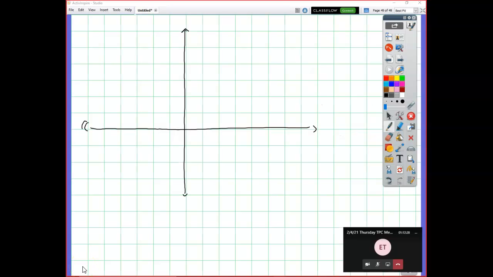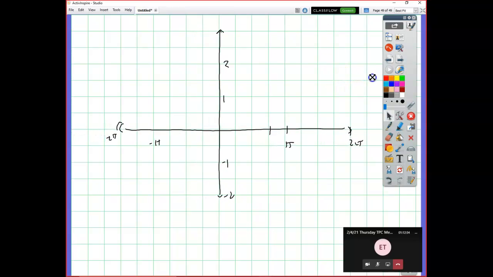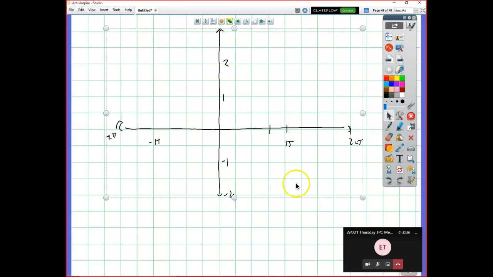So, 1 here, 2 here, negative 1, negative 2 here. Let's do pi and 2 pi. Oh crud, I did too small. 2 pi? Sorry, it's off my graph. I should go to the trouble of fixing it. Be a good teacher, not one of those lazy ones. How's this? Better? All right. Negative 2 pi.